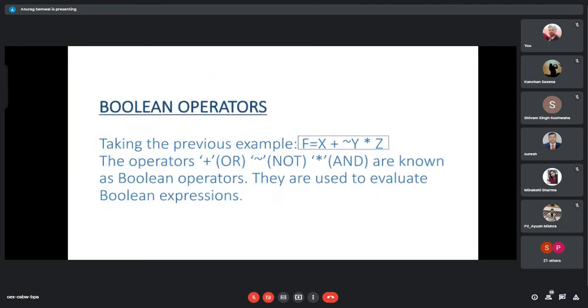Boolean operators. Taking the example from the previous slide, the operator plus is also known as or, and it is also represented by a v sign. The not operator and the and operator are known as Boolean operators. They are used to evaluate Boolean expressions.